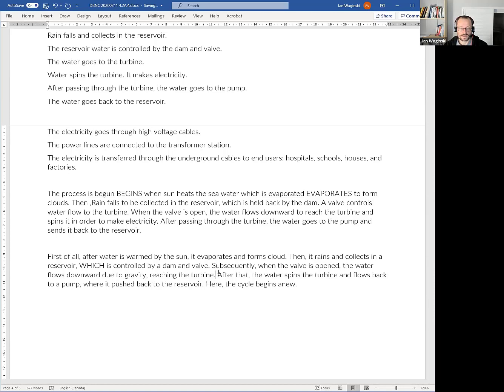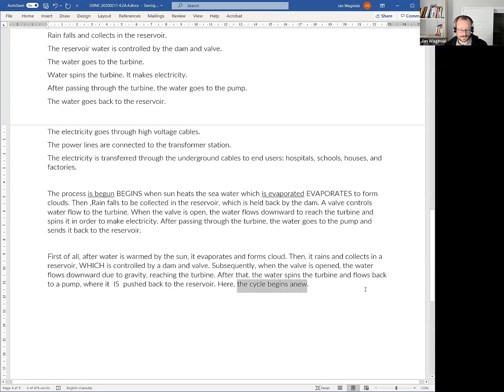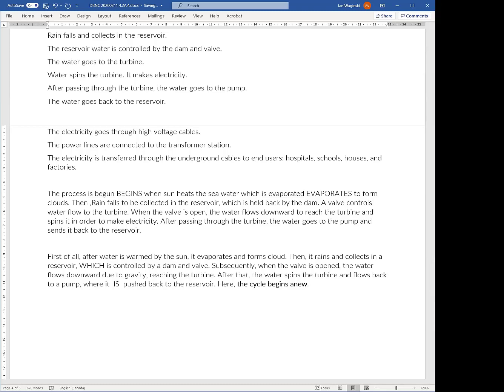Water spins the turbine, flows back to a pump where it is pushed. Here the cycle begins anew. Very nice. Ah, you remember this word. This is a good phrase for any of these process diagrams. If it's a cyclical process, you can say the cycle begins anew. Anew means again, from the beginning. It's a good use here because, yeah, cycle.